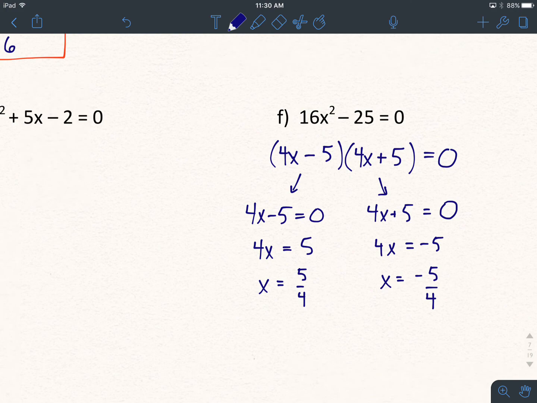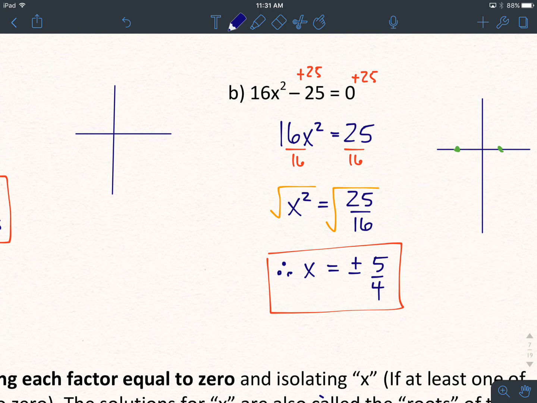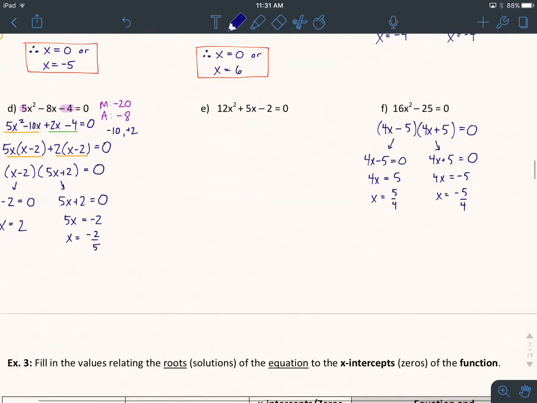What I want to point out also is that this example F is similar, actually identical, to the one that we did up above that we did by rearranging and square rooting. Just as proof of concept that no matter which method you use, you will be arriving at the same answers. So I'm not going to spend any time on the second page of this lesson.